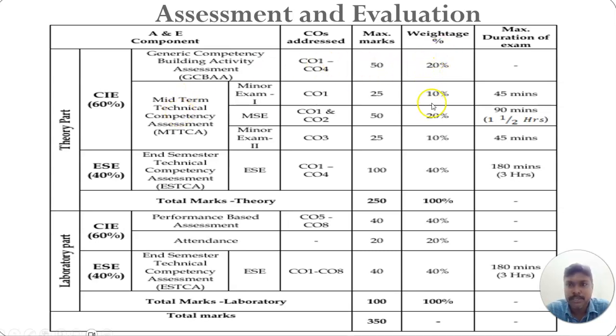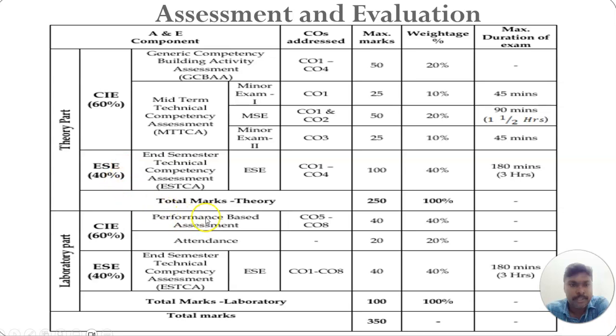So put together 20, 10, 20, 10, the total weightage from the continuous internal evaluation is 60%, and the remaining 40% is for end semester examination. This is ESTCA, end semester technical competency assessment, ESC, CO1 to CO4, all the content that we have covered as part of this semester. So maximum marks is 100, and we are taking only 40% of the weightage. Okay, when you have 100 out of 100, we are taking the 40 marks straight away from that, and that will be considered for the evaluation.